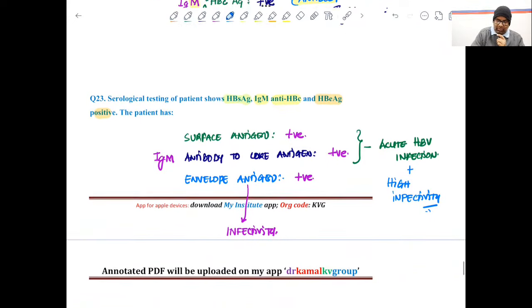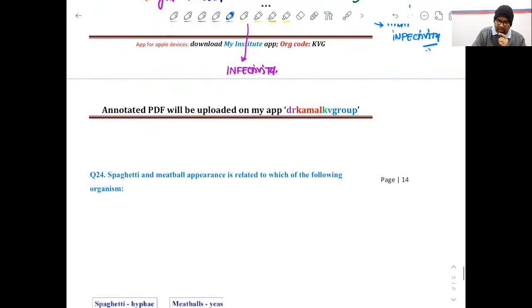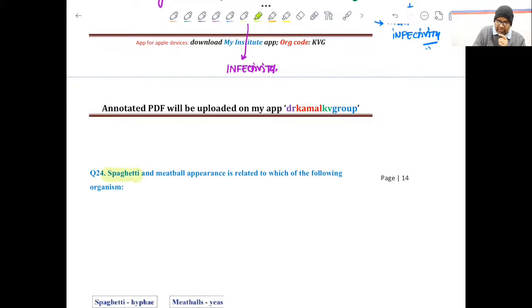So this is how you need to get your answer. Considering 1 and 2, you can say this is acute hepatitis B virus infection. Considering the third fact, you will say this is with high infectivity. Clear? So this is how you need to organize the viral markers. Moving forward, a very basic question, spaghetti and meatball appearance.